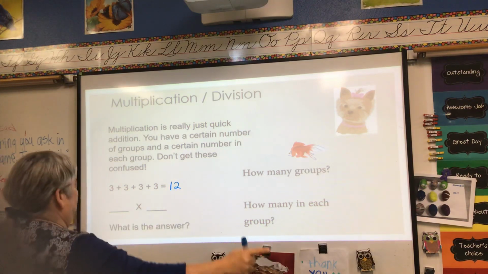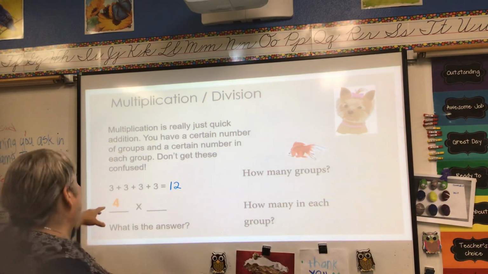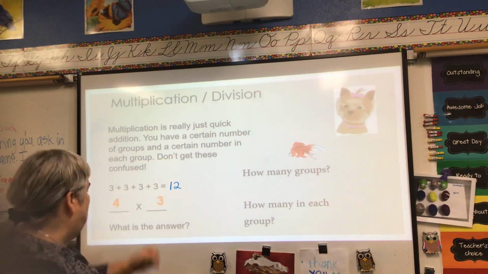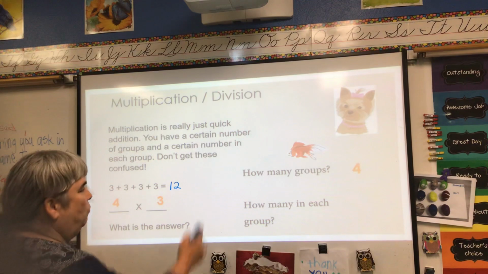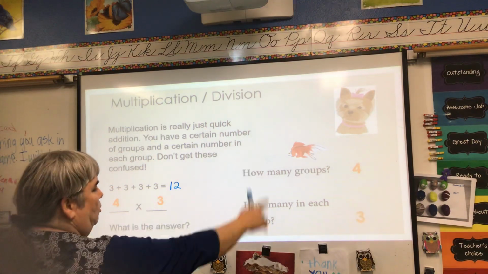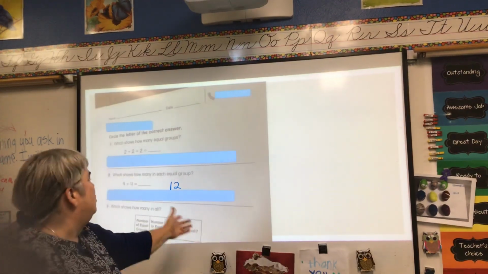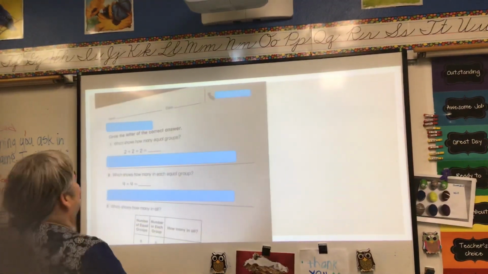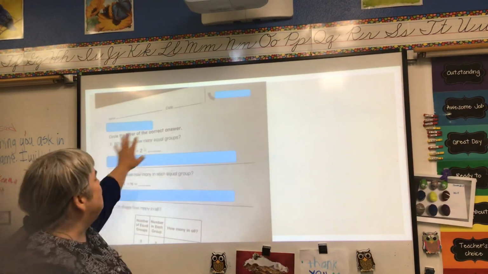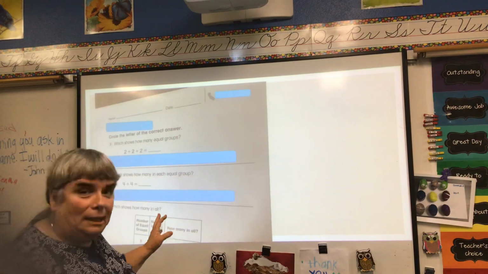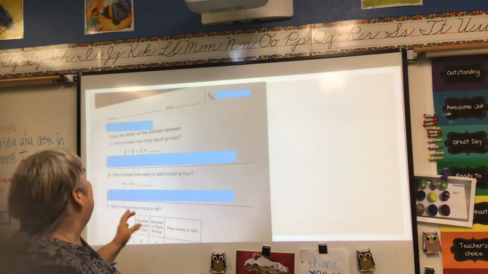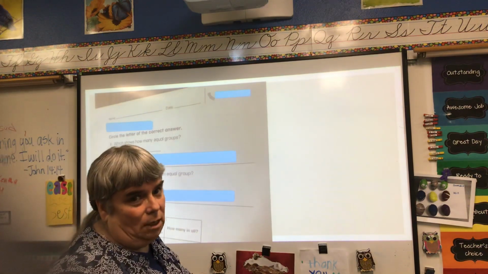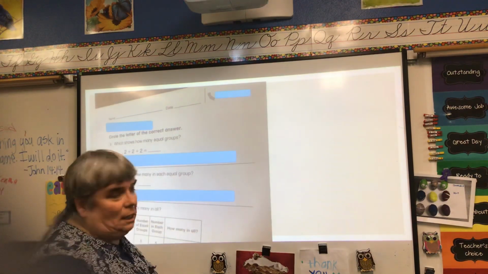Go ahead. So there's 4 times 3, and the product is 4 groups, 3 in each group, 12. Okay, I didn't have the fly in for some reason. So this is maybe a test that looks a little bit familiar to you guys. So we took something very similar a few days ago. Hopefully all of you took the test.